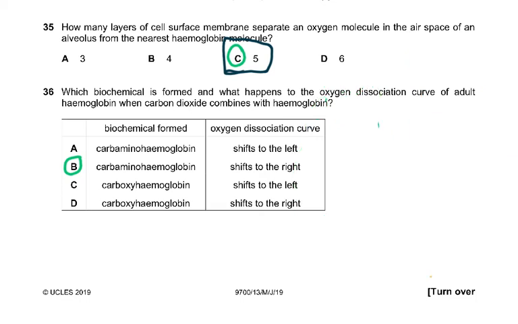Next, question number 36. Which biochemical is formed and what happens to the oxygen dissociation curve of adult hemoglobin when carbon dioxide combines with hemoglobin? So the biochemical formed is carbaminohemoglobin. The more the carbon dioxide, the more it will shift to the right, and that's called the Bohr shift or the Bohr effect. So the oxygen dissociation curve will shift to the right.